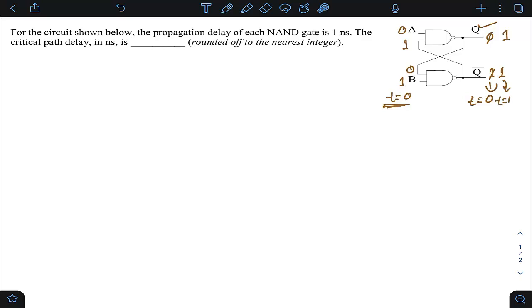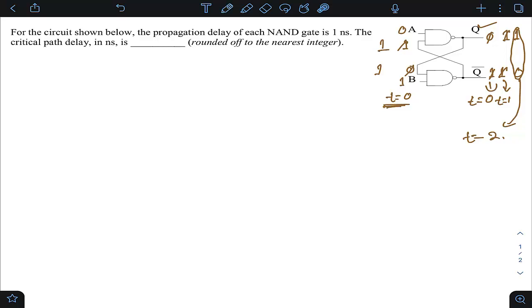Now the point is, when this is changed to 1, 1, naturally this 1 is there, which means this will no more be 0, this will be 1, and this is the same 1. Now again this will be processed. If 0, 1 is processed, this will again be 1, and if 1, 1 is processed, it will again be 0. Now this change to 1, 0, you are getting at what time? You are getting this at t equals 2 nanosecond.